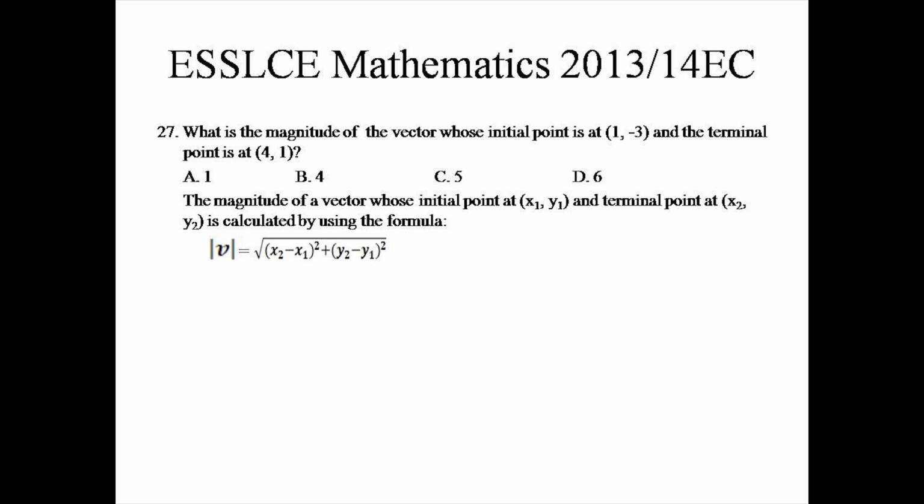Hence, plugging in 1, negative 3 and 4, 1 in the formula, we will get the magnitude of v is equal to the square root of 4 minus 1 the whole square plus 1 minus negative 3 the whole square. 4 minus 1 is 3, 3 squared is 9, plus 1 minus negative 3 means 1 plus 3. 1 plus 3 is 4, 4 squared is 16. 9 plus 16 is 25. The square root of 25 is 5. So the answer is choice C.